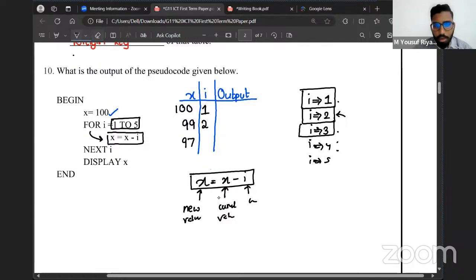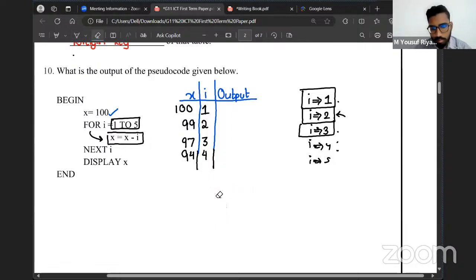Right. Now we go for the next iteration. Now the value of I is going to be 3. When you execute this instruction, x equals x minus I, what will be the updated value of x now? Exactly. That's going to be 94, because 97 minus 3 is going to give you 94. Now we go for the next iteration, where the value of I is automatically going to become 4. Now what will be the value of x? Exactly. 94 minus 4, that's going to give you 90.